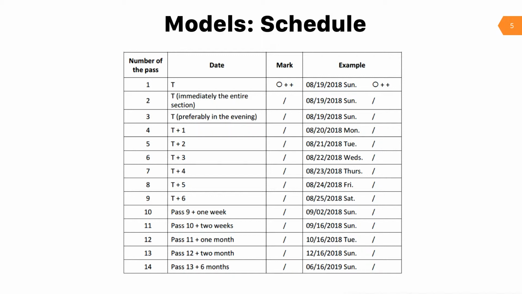So, T is the day of loading. T plus 1 is the next day, T plus 2 is another day, and so on until the end of the week. After a week, when we start the 10th pass, we count down another week and come back to this material after a week. After that, we count for 2 weeks, then a month, then 2 months, and 6 months. It doesn't take very long actually, but it is very important to maintain active reproduction of the material you once downloaded.